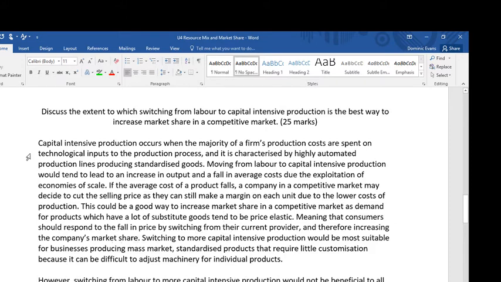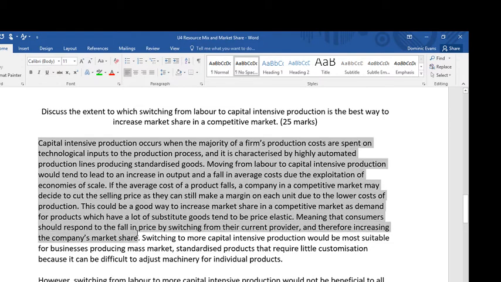and therefore increasing the company's market share. So you can see that I've got a good chain of analysis here that starts right at the beginning of the paragraph and develops itself through the use of a business theory, price elasticity of demand, and is clearly linked back to the question.